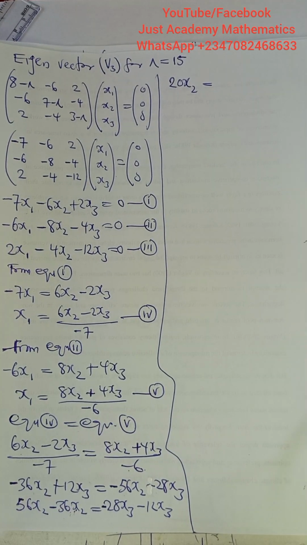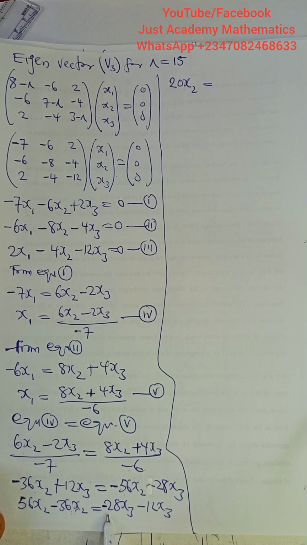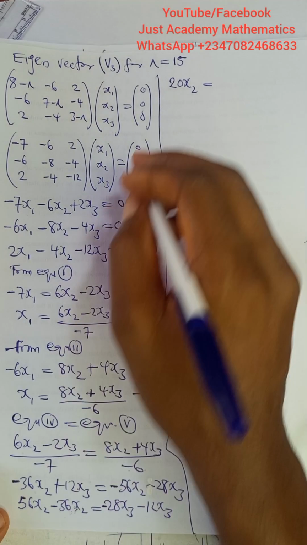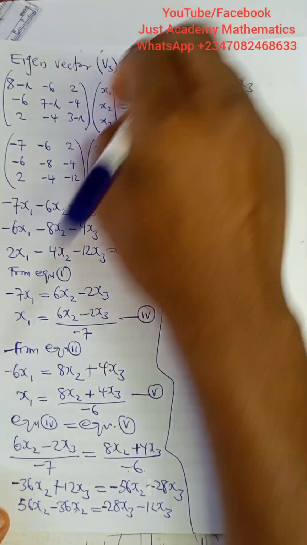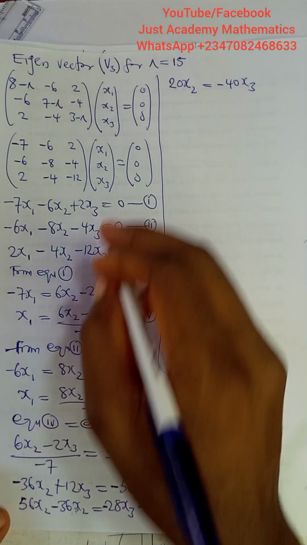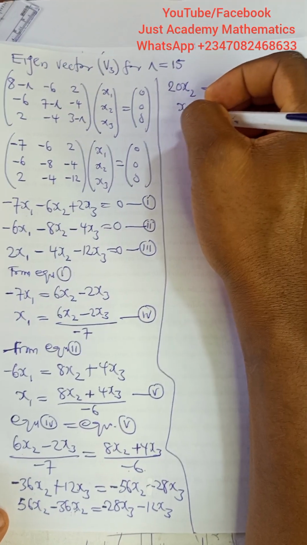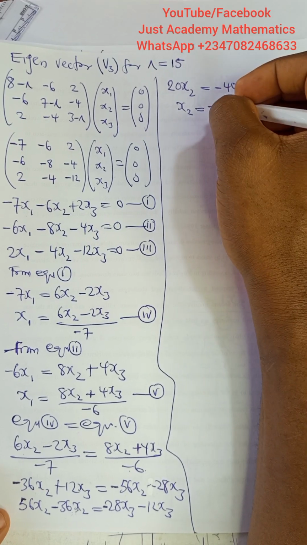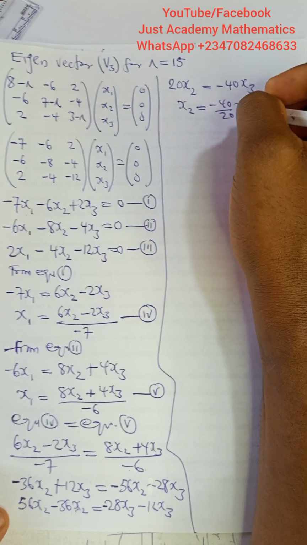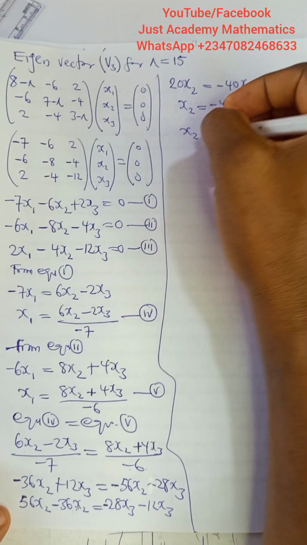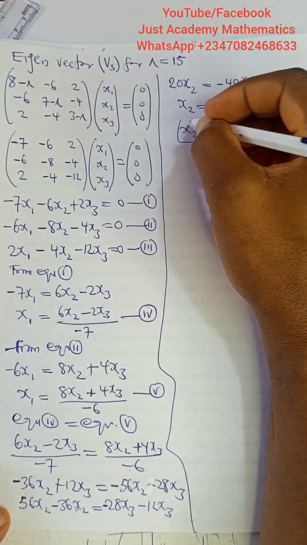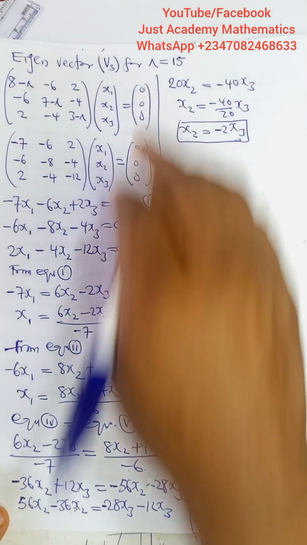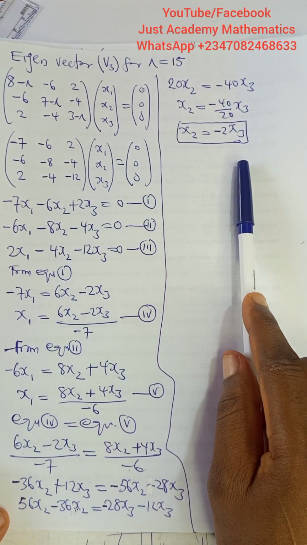So negative, we're going to have negative 40x3, which therefore means that x2 is equal to minus 40 over 20 x3. So x2 is equal to what? Minus 2x3. So this is the value of x2 in terms of x3.